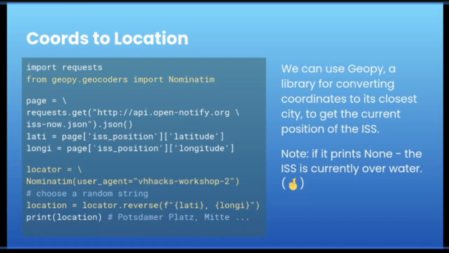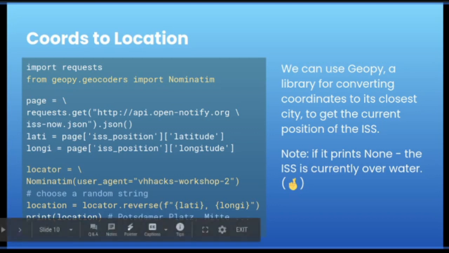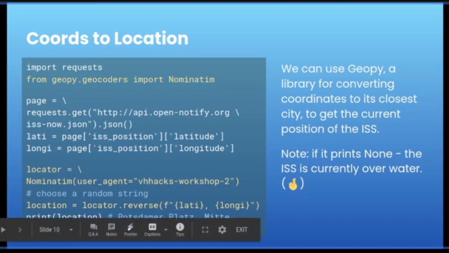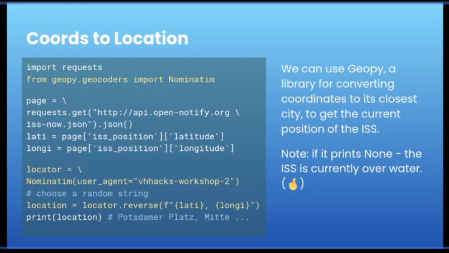And if we go through the code, this from geopy.geocoders import Nominatim just imports the Nominatim model, which is just something that reverses the geolocation. And then this locator variable, we set it to Nominatim with a user agent of, say, VHHacks workshop 2. That can just be something random, but that's just to make sure that you're not spamming their requests. And then what we're going to do is get that location from the locator. So we're going to run the .reverse function, which we get from that Nominatim object with the latitude and longitude that we got previously.